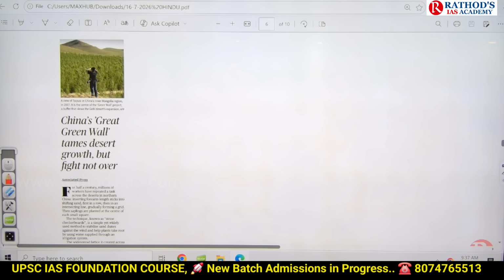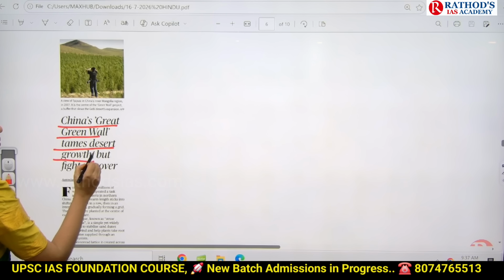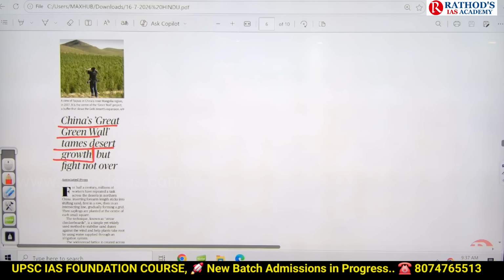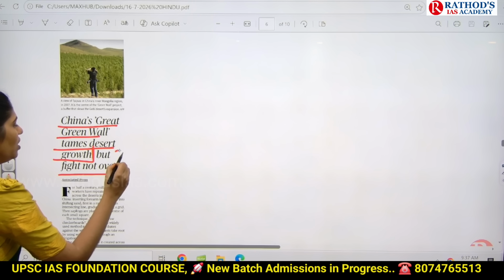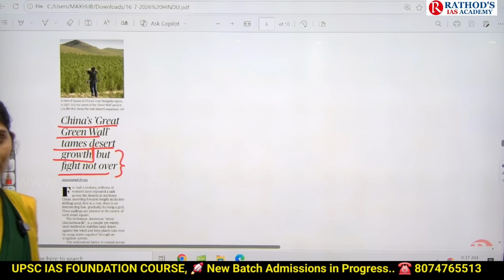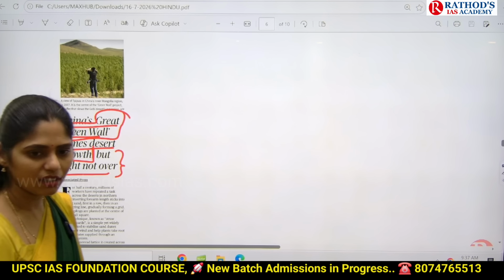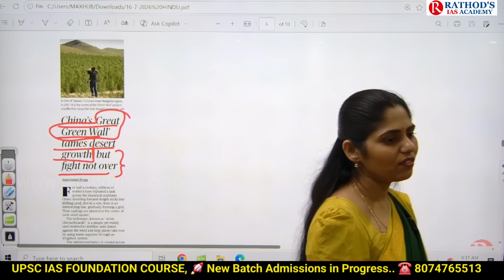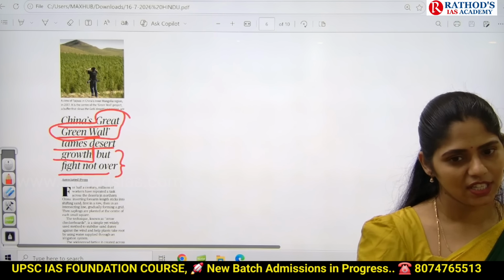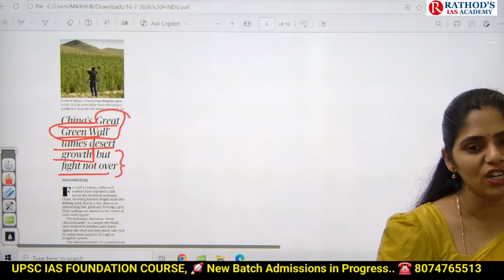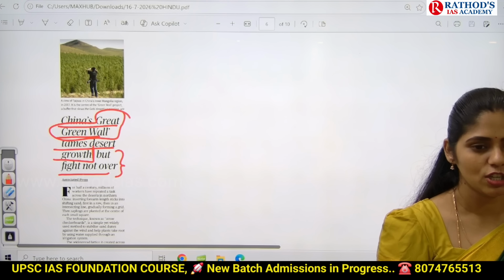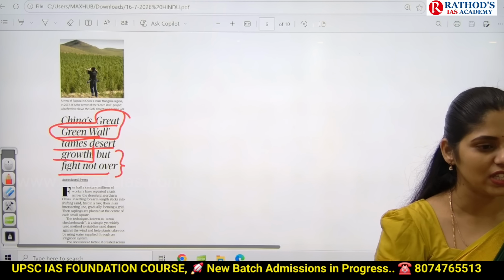Come on guys. China's Great Green Wall tames desert growth. It is nothing but that because of this Great Green Wall of China, it reduced desert growth. It brought desert growth under control. But there are some challenges. Here what exactly you have to see? You have to see about this project of the Great Green Wall of China. And next, along similar lines, different countries in the world also came up with this. Even in India we started this green wall project. In which area? In the Aravallis, to control expansion of the Thar desert.